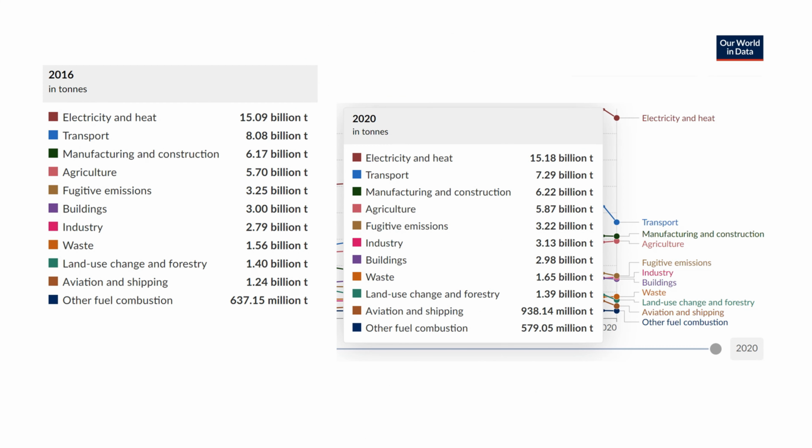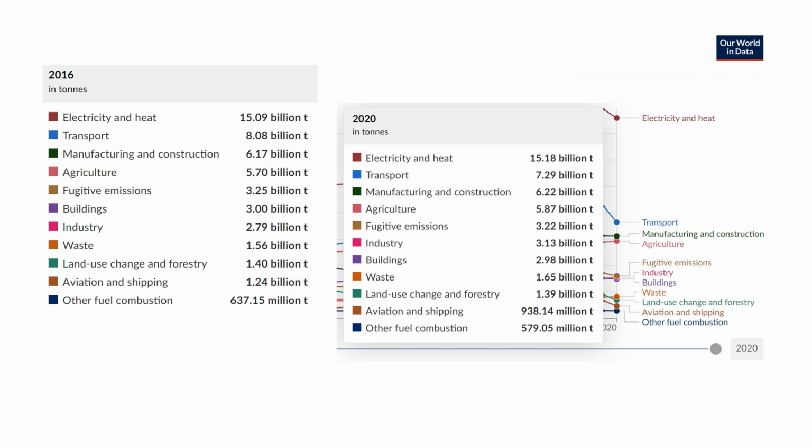When we look at Our World in Data for 2016 versus 2020, we will see that electricity and heat clearly remained the sector with the highest footprint, followed by transport, manufacturing, and agriculture. And comparing these two, we can see a significant increase in footprint by 0.09 billion tons for electricity. However, there has been a slight reduction only in the transport sector. So looking at these two data, we can see that year on year, emission is increasing across sectors.